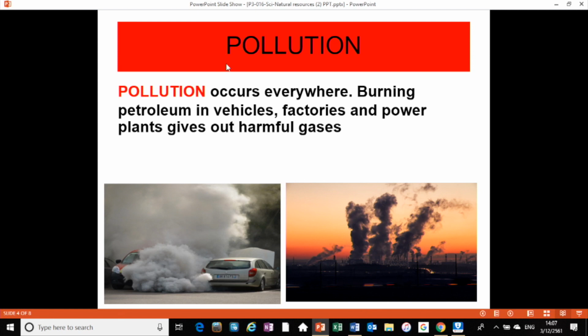And the next word, pollution. Pollution occurs everywhere. Burning petroleum in vehicles, factories, and power plants gives out harmful gases.